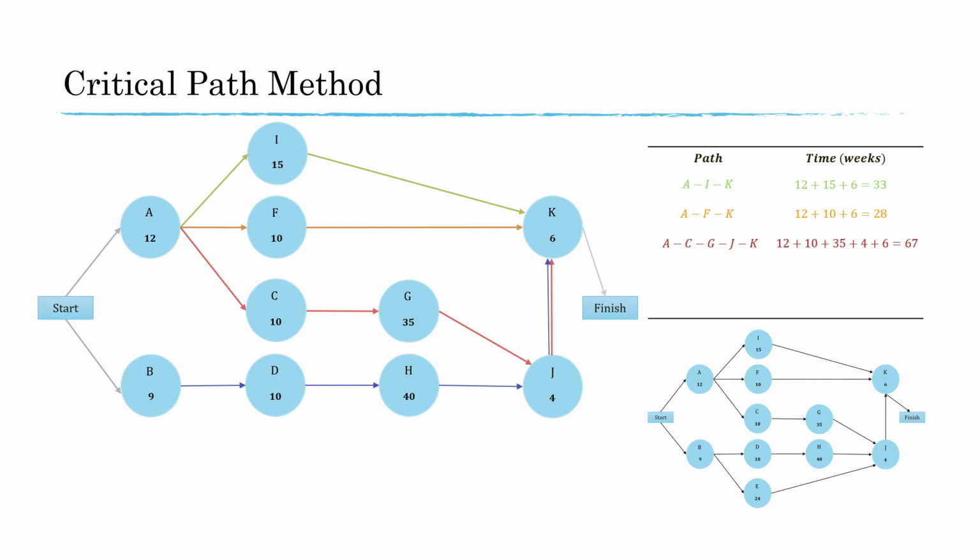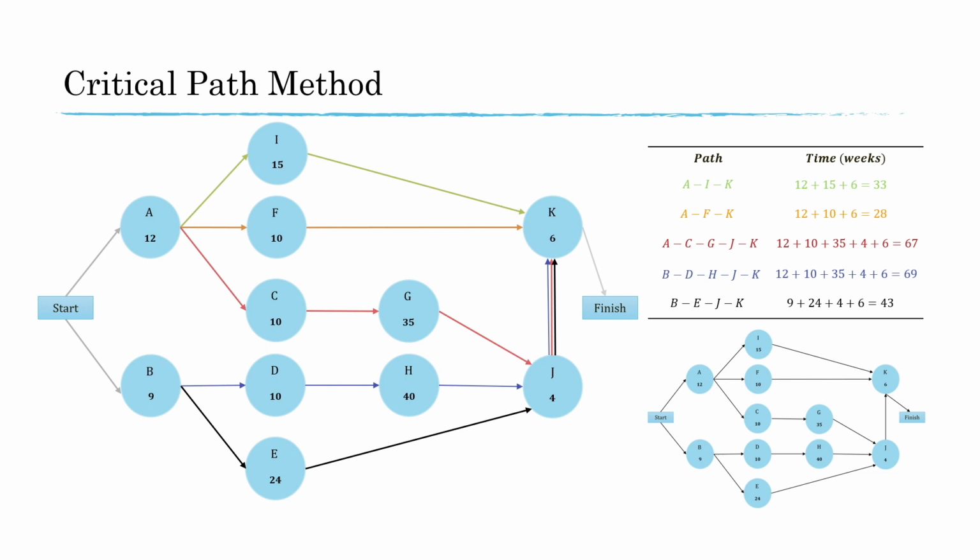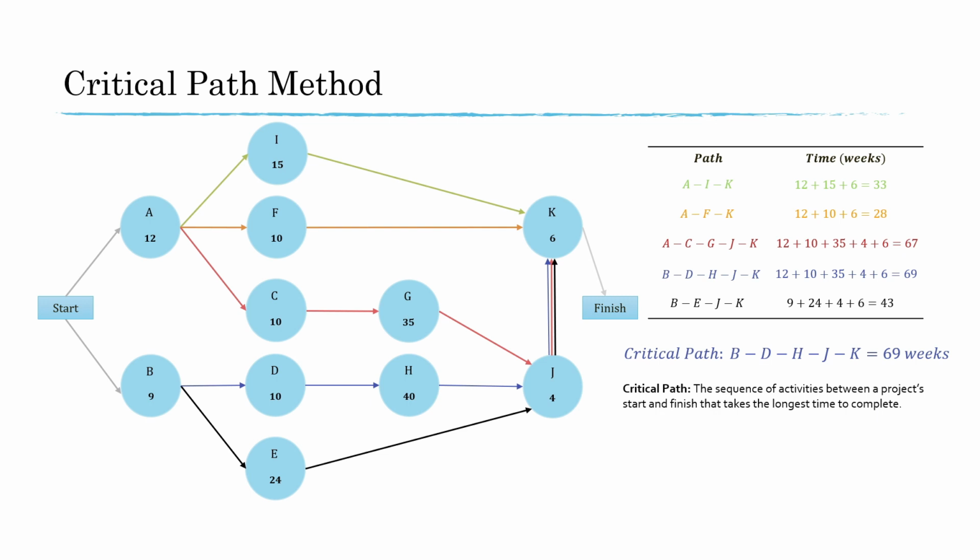So the activity time for route BDHJK is 69 weeks. And the last available route is from activity B to activity E, from E to activity J, and from J to activity K. And the activity time for this route is 43 weeks. Now, according to the definition of critical path, the longest path is BDHJK. That takes 69 weeks to complete.